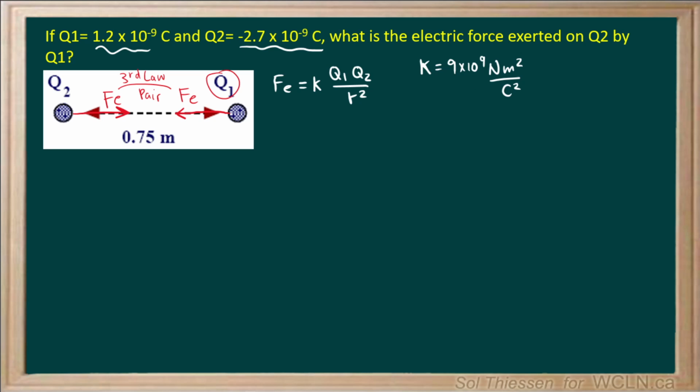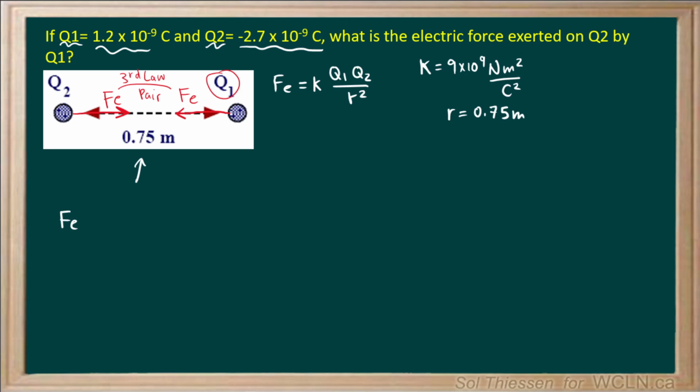Okay, and then the question also gives us Q1 and Q2. I'm not going to bother to rewrite them since the question gives them as Q1 and Q2. And then we're also given the distance between the charges, 0.75 meters by the diagram. So R is 0.75 meters.